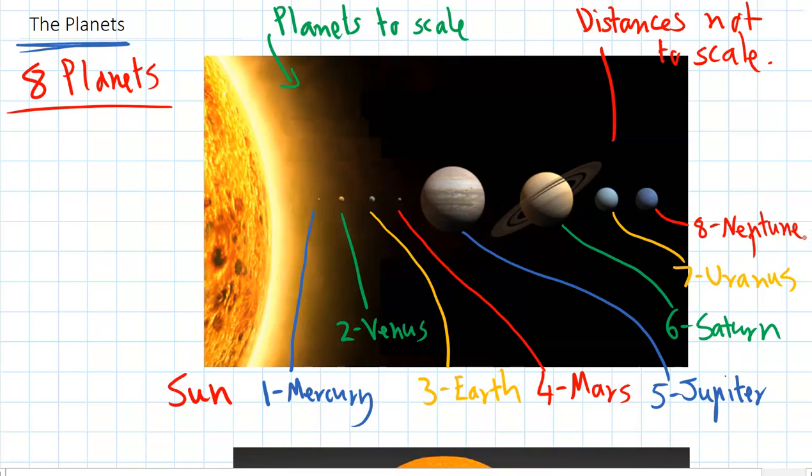So if people tell you that Pluto is a planet, Pluto is not a planet. It's a dwarf planet, and we'll learn about that later. So there are only 8 planets in our solar system.